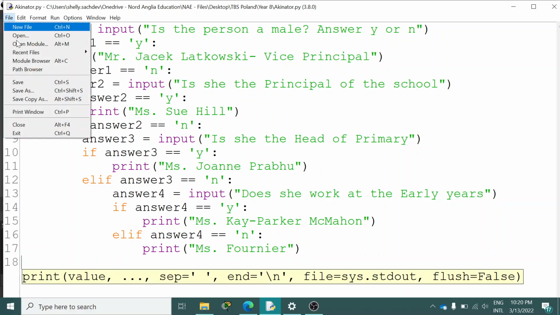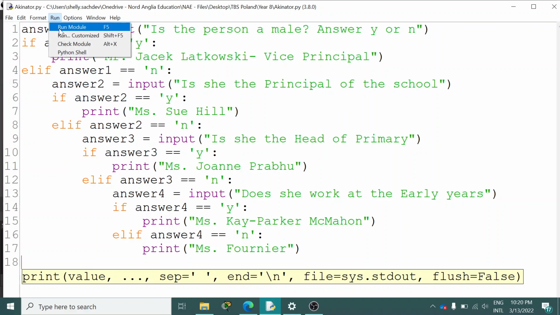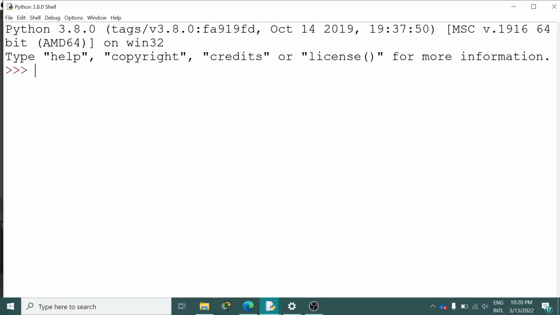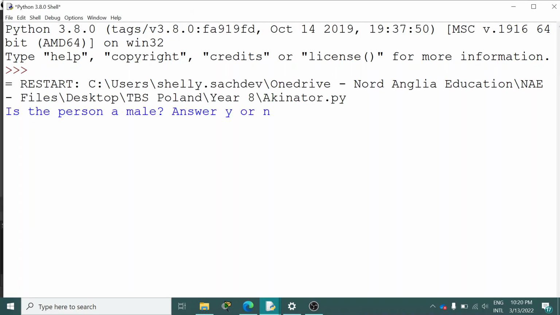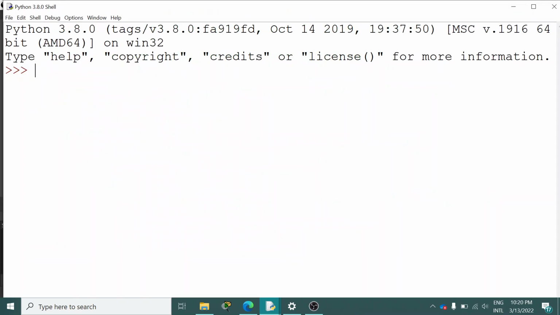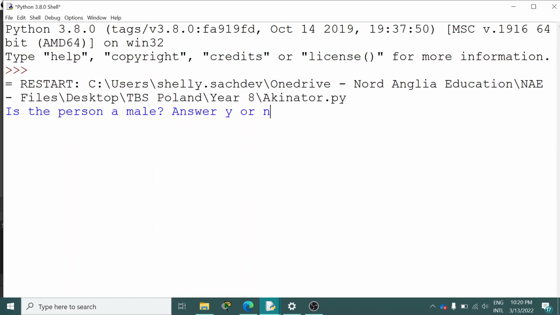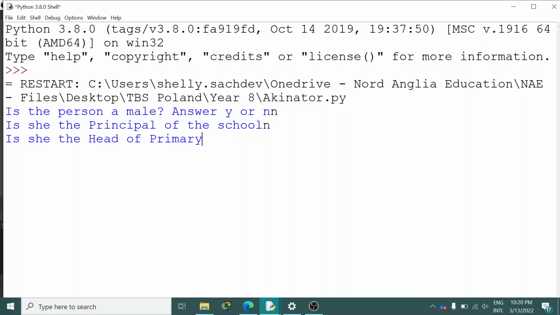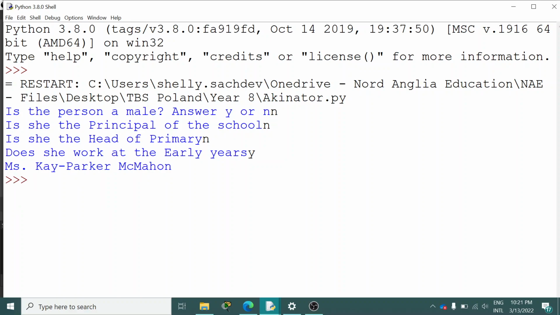Let me just quickly save this program and let me run it for you. So the first question that the program should ask me is, is the person a male? If I say yes, then it's going to quickly show me the only male leader of the school, who is the vice principal. Let me rerun it, and this time I am going to think about, let's say, Miss K. Parker McMahon. So is the person a male? No, she is a female. Is she the principal of the school? No, she is not. Is she the head of primary? No. Does she work at the early years? Yes. So it's going to be her, right?